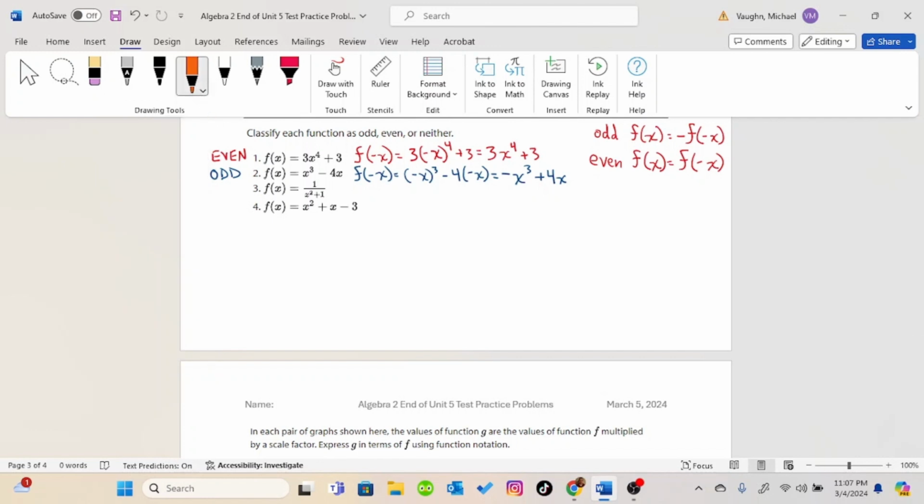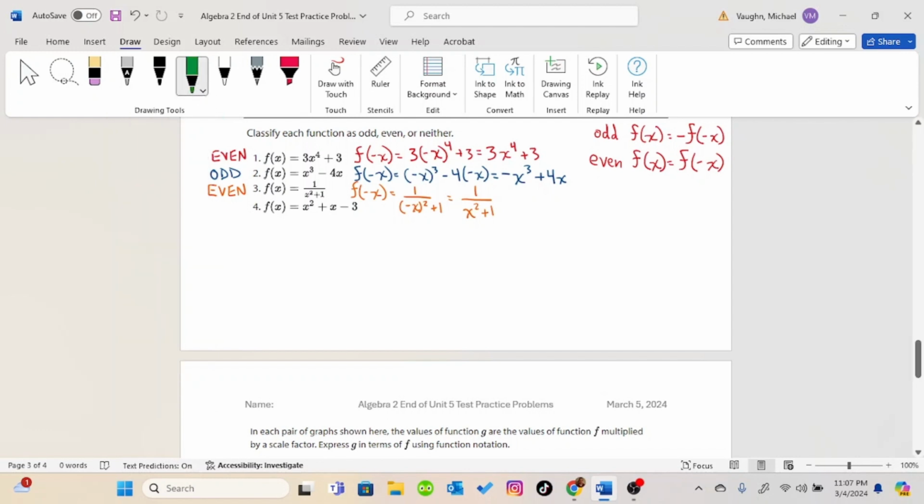Number 3, f of negative x equals 1 over negative x squared plus 1. Well, a negative squared becomes positive. So this becomes x squared plus 1. That is exactly the same thing as we had for f of x. So this would be even for number 3.